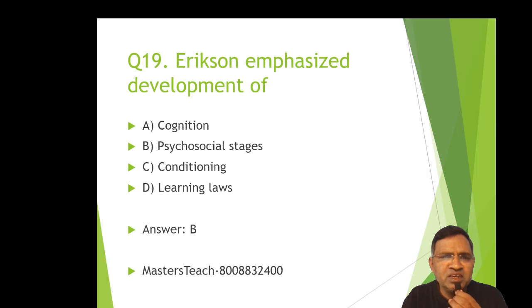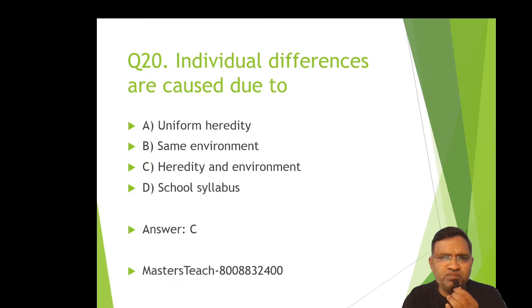19th one. Erikson emphasized development of A, cognition, B, psychosocial stages, C, conditioning, D, learning loss. The answer is B, psychosocial stages. Individual differences are caused due to A, uniform heredity, B, same environment, C, heredity and environment, D, school syllabus. The answer is C.